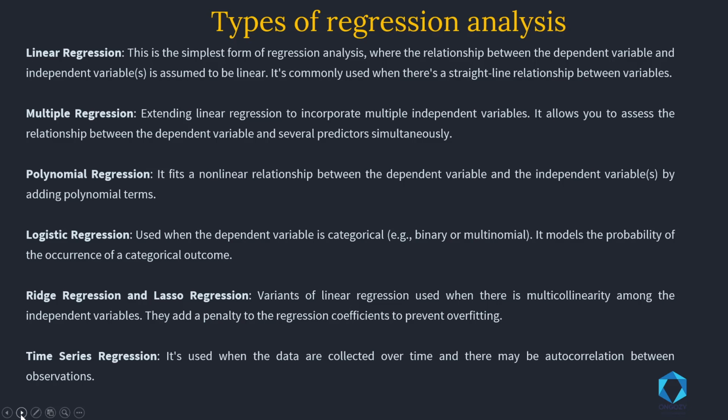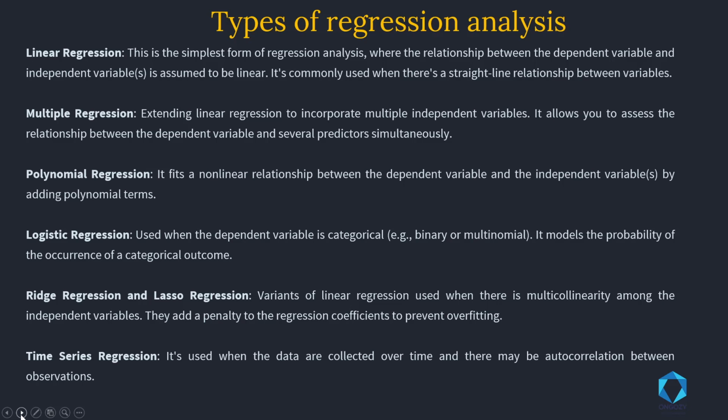Okay? Then there is logistic regression. This one is used when the dependent variable is categorical, for example, binary or multinomial. It models the probability of the occurrence of a categorical outcome. All right? Then there are ridge regression and lasso regression, variants of linear regression used when there is multi-collinearity among the independent variables. They add a penalty to the regression coefficients to prevent overfitting.